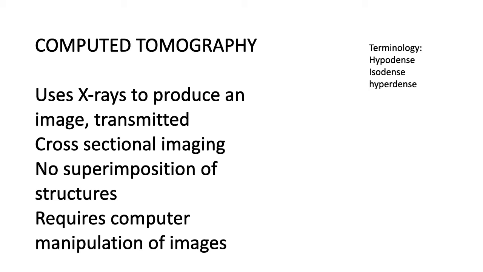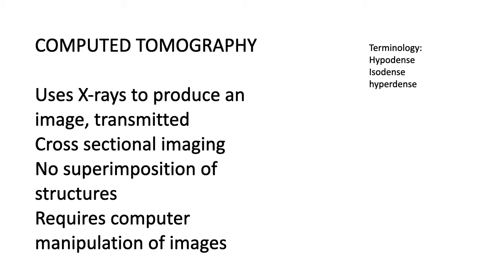And then you have the terminology. So the terminology for CT scan which you have to learn as well is hypodense, isodense, and hyperdense. Hypodense is black, isodense is gray scale, and hyperdense is white. Okay? Always remember to read everything you have in your slides.